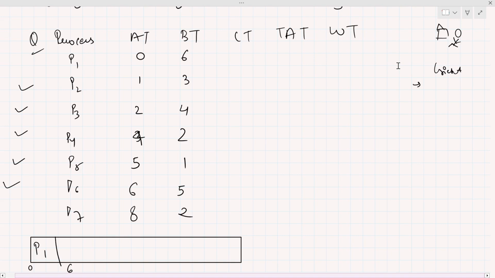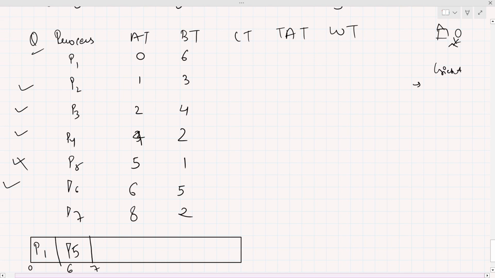So in this case P5 is the process that has the smallest burst time among these 5, so definitely P5 will get the CPU. And what is its burst time? Burst time is 1, so the completion time will become 7. After that, P5 is done, so only 4 processes are left.